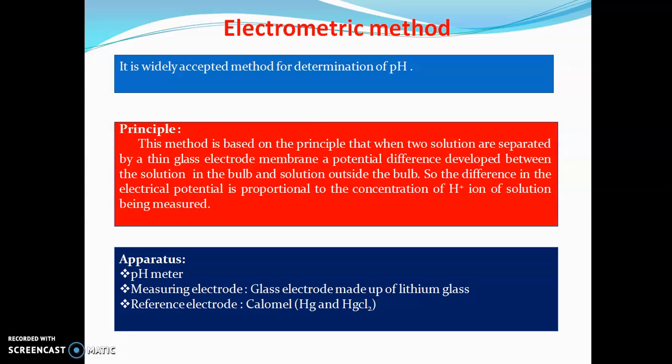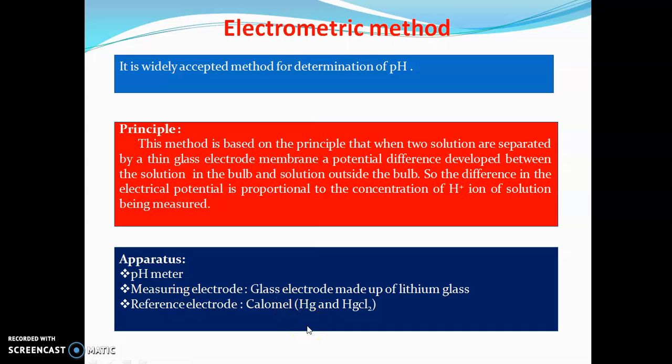Now the apparatus used in the electrometric method: first, the pH meter. Second is the measuring electrode, that is, a glass electrode, which consists of a glass tube sealed at the end with a thin-walled glass bulb, and the glass bulb is made up of lithium glass which is suitable over the entire range of pH. Next one is the reference electrode.